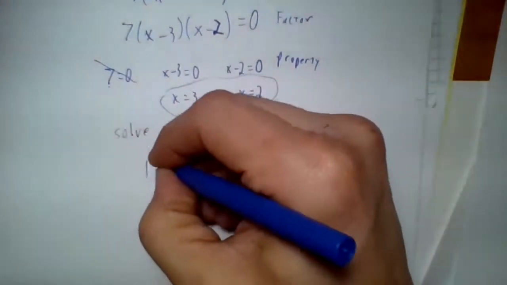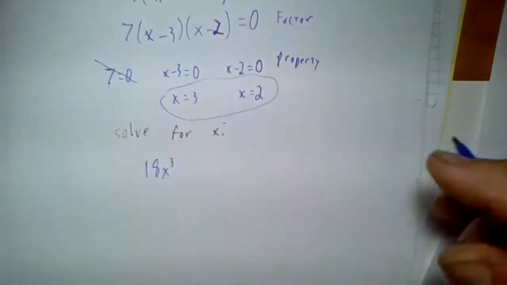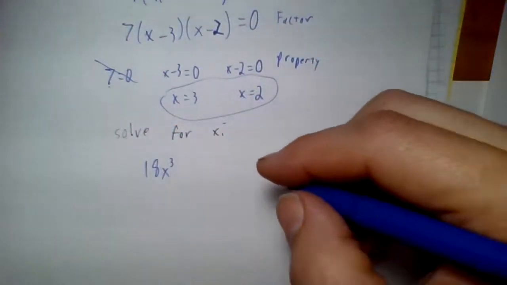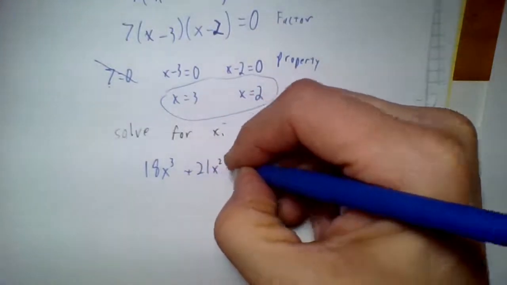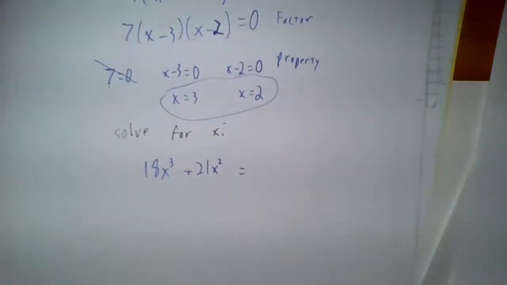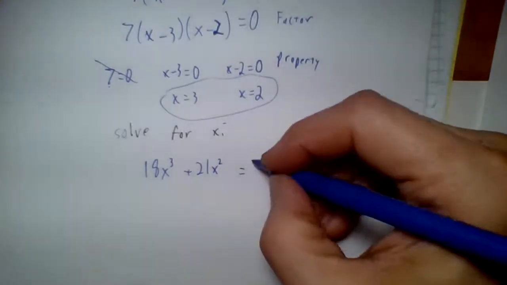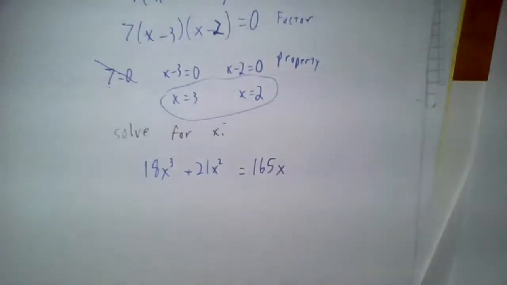So we got 18x to the third plus 21x squared equals 165x. All right, ugly numbers. Pretty big numbers. That's okay. If you're thinking there's a common factor on this left side and I could factor out a 3x squared, that's true, but not useful at this point.